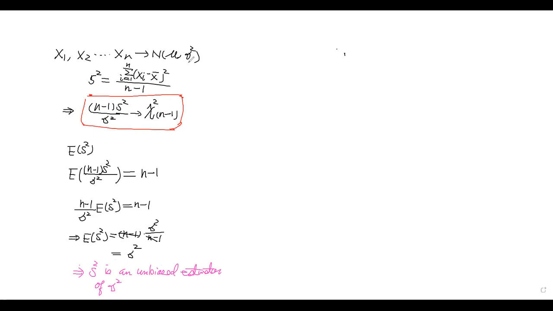Now the next thing we want to find is the variance of S squared. So let's take a look at the variance of the random variable (n minus 1) S squared over sigma squared. Because this is a chi-square again, the variance of a chi-square is 2 times the degrees of freedom, so it's 2 times (n minus 1).